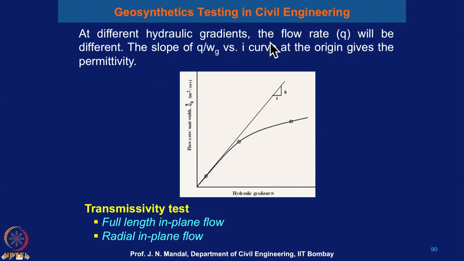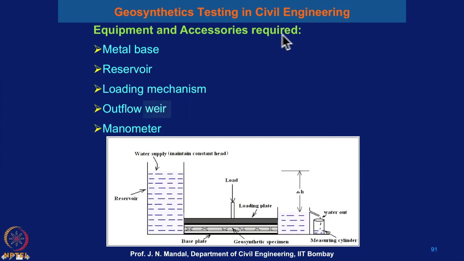Now, you can take different hydraulic gradients, and the flow rate Q will be different. The slope of the Q by Wg versus the i curve at the origin gives the transmittivity. There are different types of tests: one is the full length in-plane flow, another is radial in-plane flow. For full length in-plane flow you require accessories: the metal base, the reservoir, the loading mechanism, the outflow weir and the manometer.